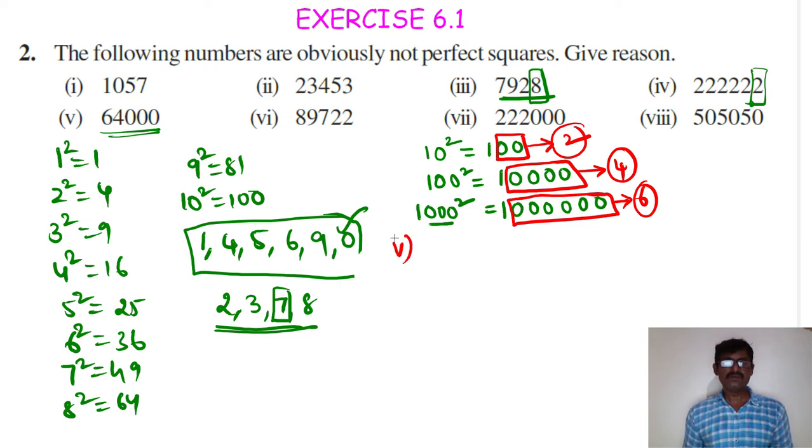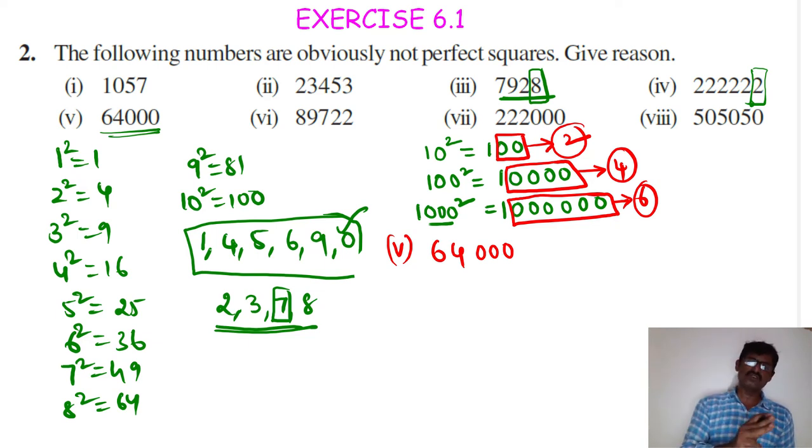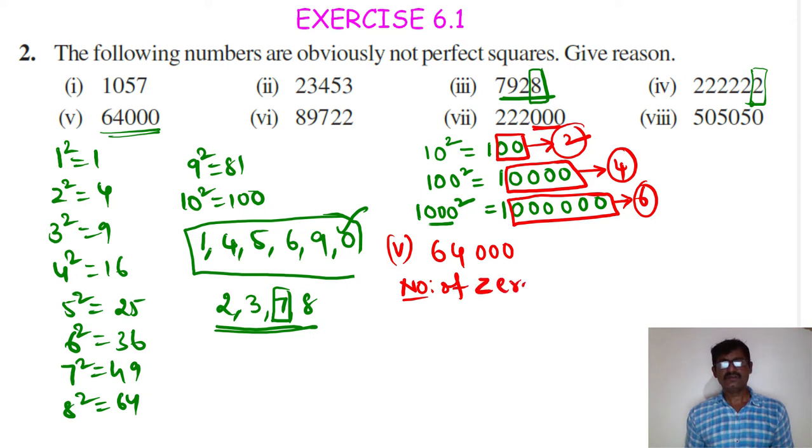Here in the fifth problem we have 64,000. How many zeros do we have? 3 zeros at the end. If it is a perfect square, it has 2 zeros or 4 zeros, that means an even number of zeros. Here we have an odd number of zeros. That is why it is not a perfect square. So what do we need to write here? Number of zeros is odd. So therefore 64,000 is not a perfect square.